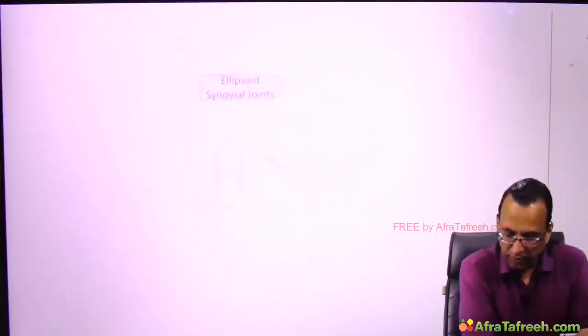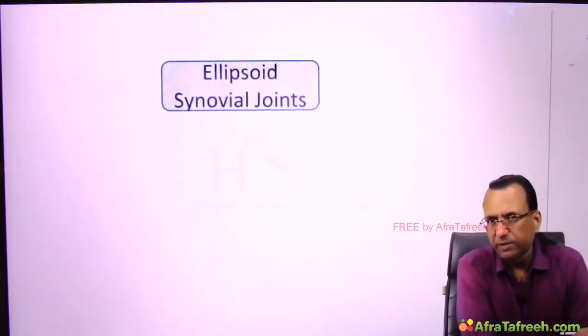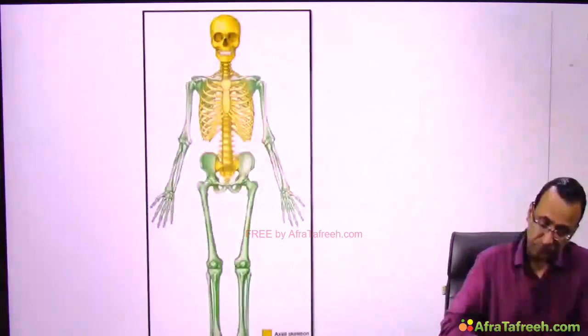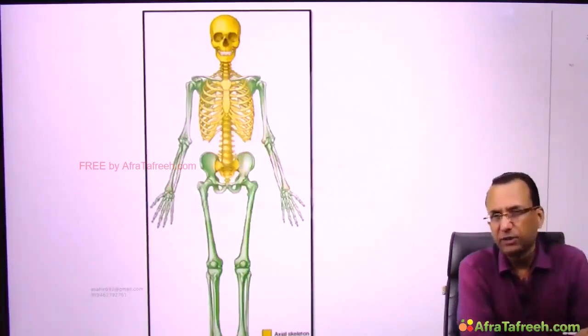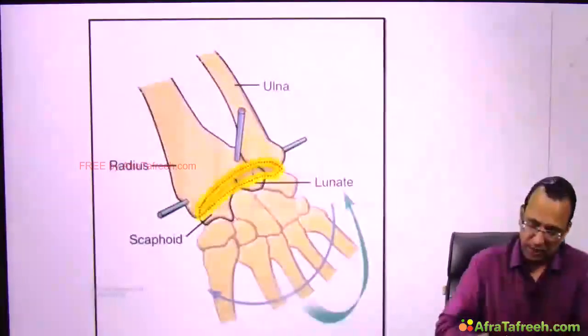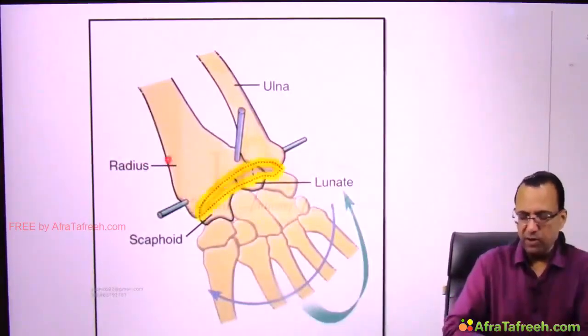Now, as you are moving to the details of ellipsoid synovial joint, let us look at the examples. Three examples we want to discuss, and one of them is the wrist joint. The wrist joint is an ellipsoid synovial joint. Let us magnify the diagram and see why it is called ellipsoid, because the articular surface is elliptical. Actually, the wrist joint is also called the radiocarpal joint.